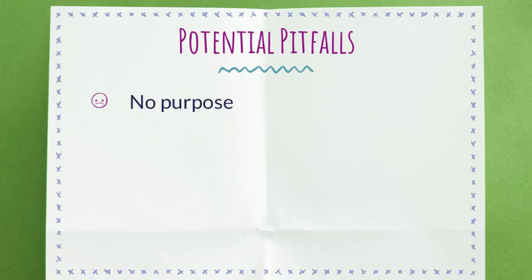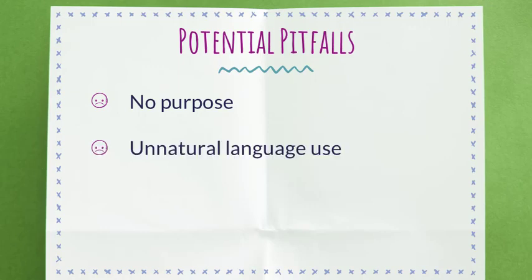Let's look at the main two pitfalls with this activity. One of them is something that we already alluded to. It has no purpose. The students do nothing with the information provided by their partner. It's just about practicing direct object pronouns. And the other pitfall is that it results in unnatural language use. The use of the pronoun in answering incomplete sentences feels very forced in this context.